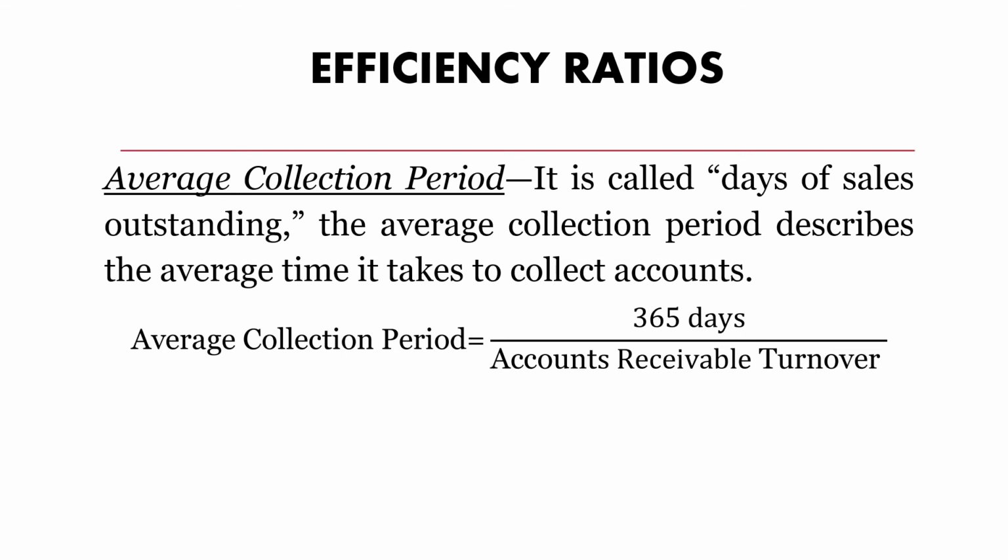So, account receivable turnover is related to the average collection period, which is also known as the days of sales outstanding, which describes the average time it takes to collect the accounts receivables. So the formula in finding average collection period is equal to 365 days divided by account receivable turnover.